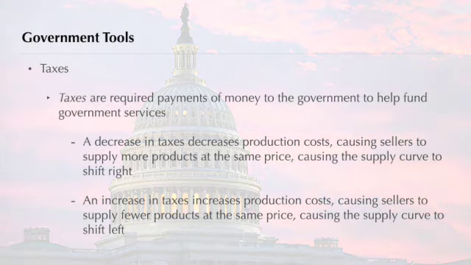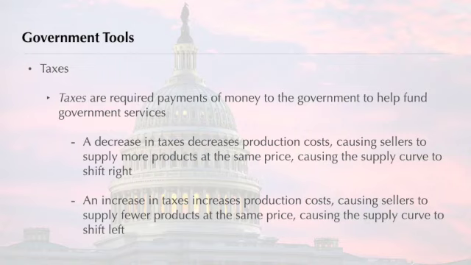Various government tools can cause the supply curve for goods and services to shift either to the right or to the left. The three main tools are taxes, subsidies, and regulation. Like individual citizens, producers must pay taxes. A tax is a required payment of money to the government to help fund government services. Businesses may have to pay taxes on the materials they use, the property they own, and the profits they make. Taxes add to a business's production costs, just like the cost of rent or raw materials do.